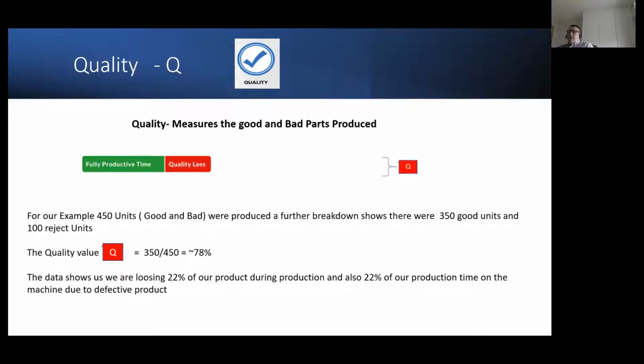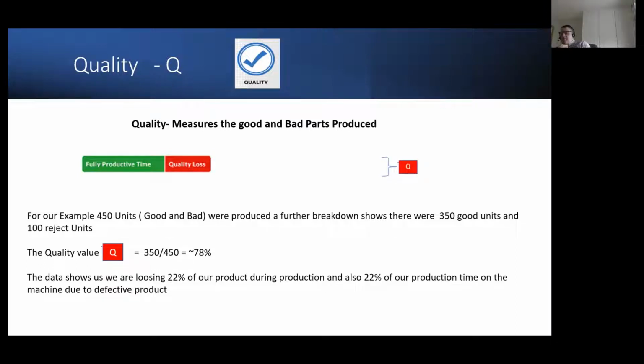Quality. So the quality factor we measure is good and bad parts produced. So in the fully productive time, we produced 450 units, both good and bad. For the quality one here, you must include both good and bad, because what you're actually looking at here is the overall production, whether they were good or bad. And for example, there were 450 units, both good and bad, produced.